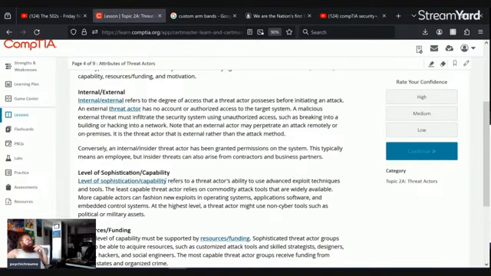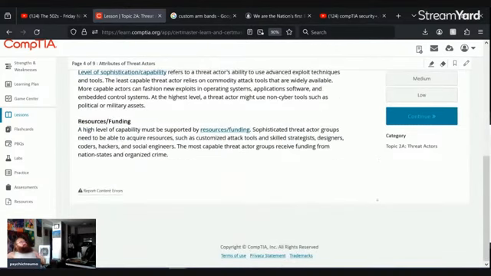Level of sophistication and capability refers to a threat actor's ability to use advanced exploit techniques and tools. The least capable threat actor relies on commodity attack tools that are widely available. More capable actors can fashion new exploits in operating systems, application software, and embedded control systems. At the highest level, a threat actor might use non-cyber tools such as political or military assets.